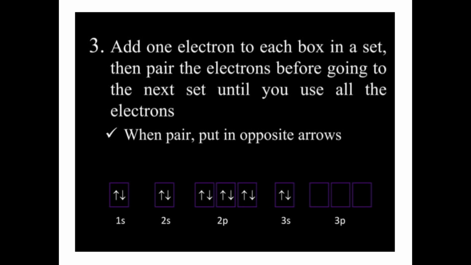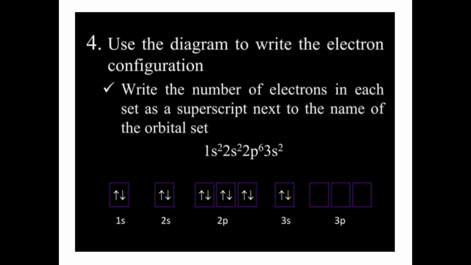Now if you fill 1 2 3 4 5 6, you will be left with another 6 if you fill it like that. So you come back, 1 2, another one. The first ones that you fill are focusing on one direction. By the time you are going the second time, you are focusing in the opposite direction. So you now have 1s2, 2s2, 2p6, and 3s2, and that is for magnesium. You now use that diagram to determine the electronic configuration: 1s2, 2s2, and 2p6. Okay.